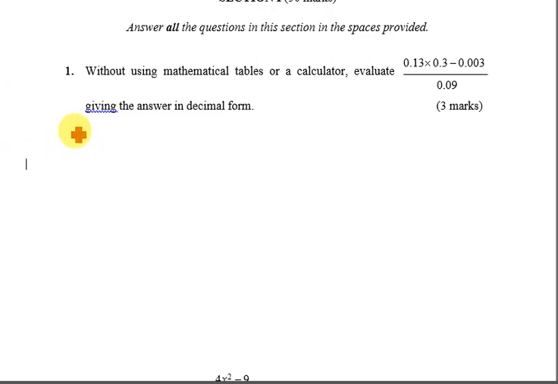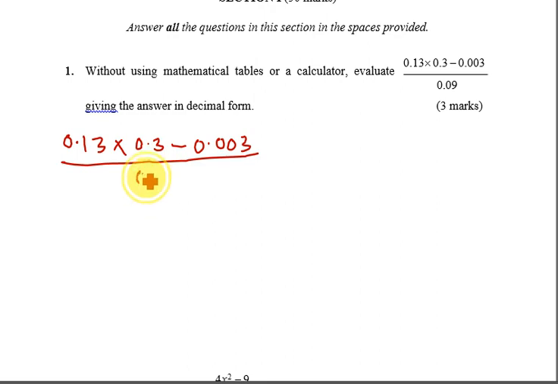So let us do that. We have 0.13 multiplied by 0.3 minus 0.003, all of these divided by 0.09. So the first thing that we're supposed to do is to multiply, according to the laws of BODMAS.